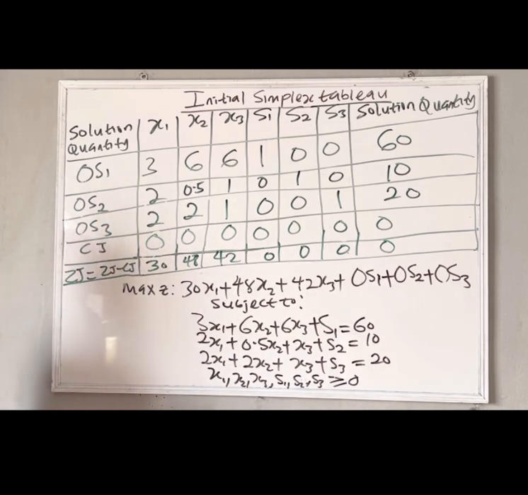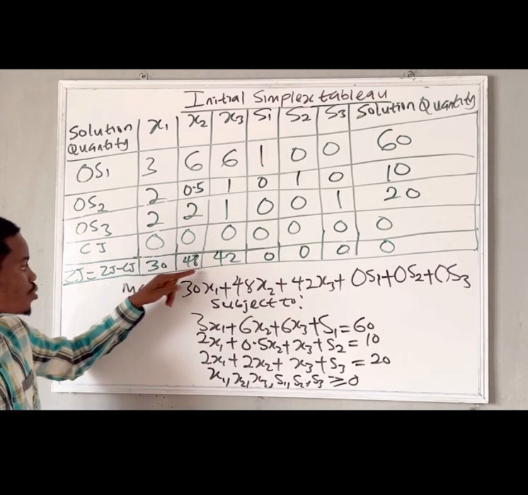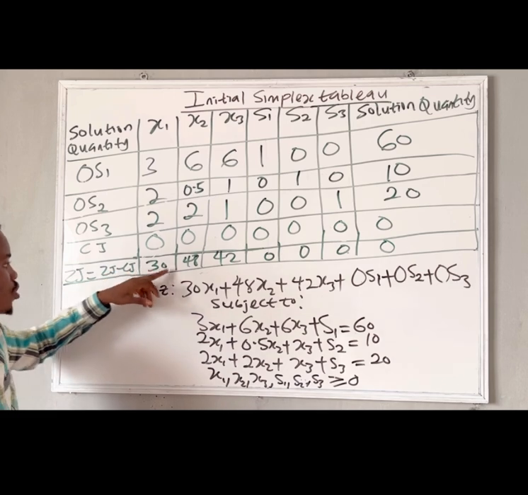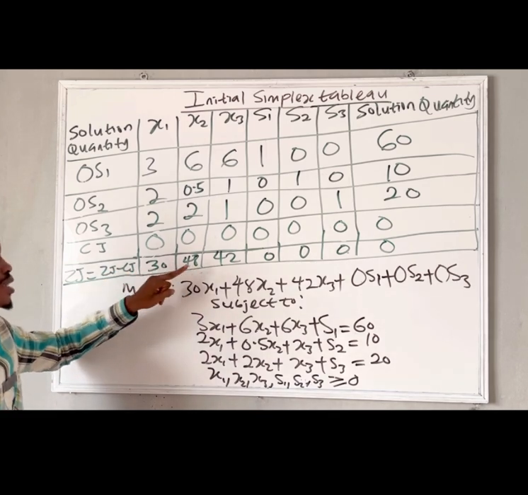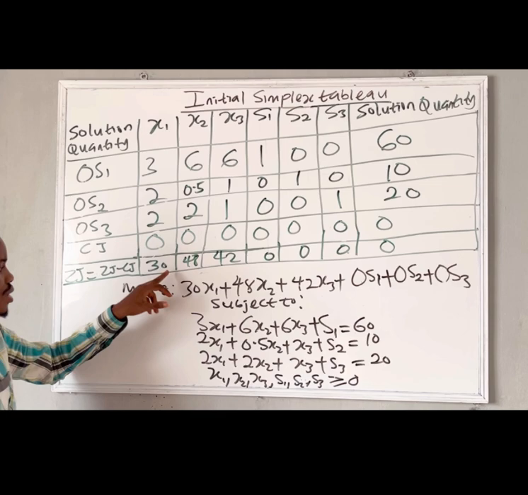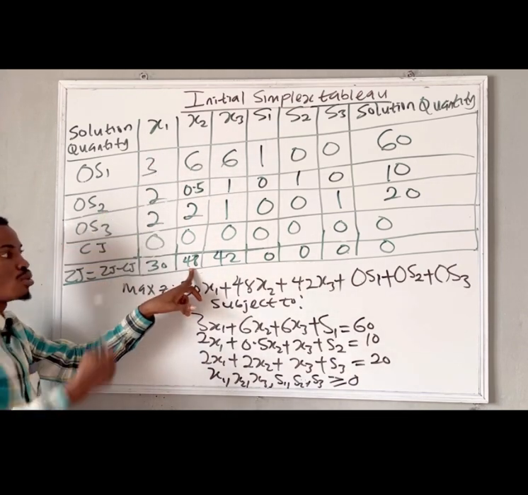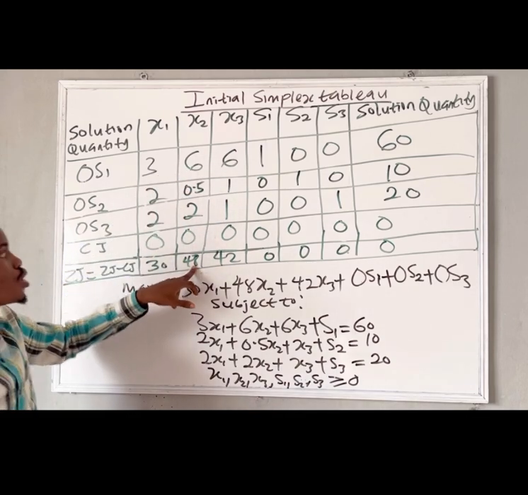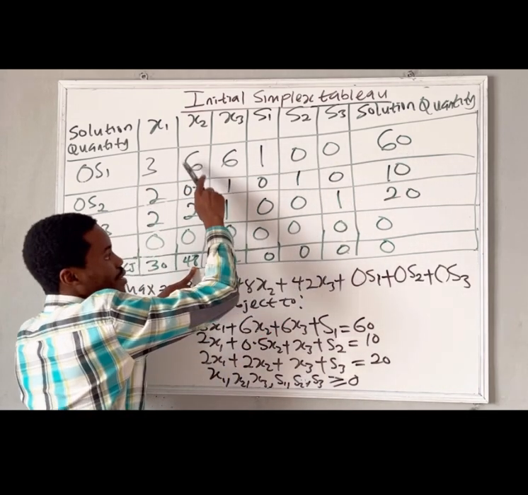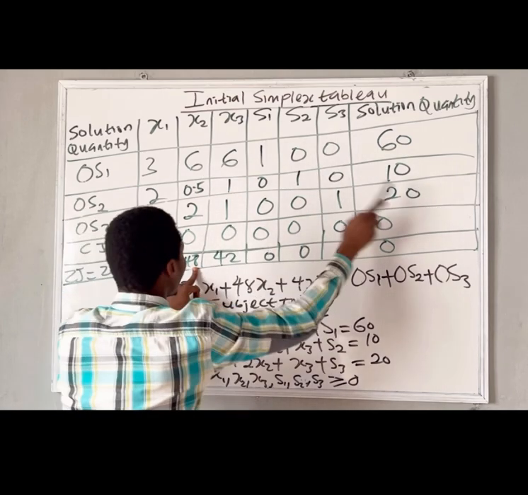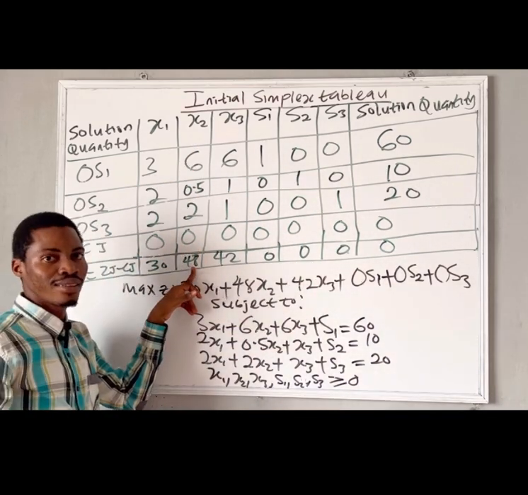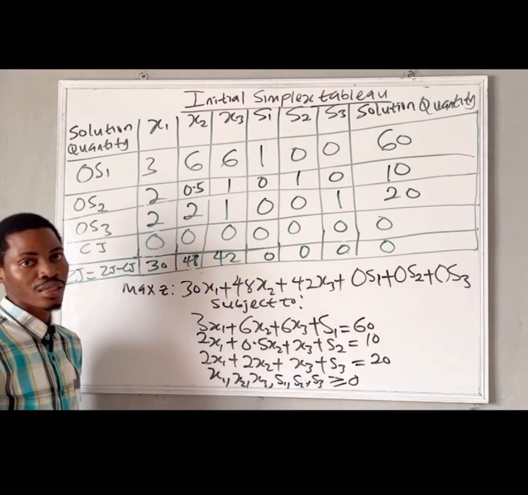But here we have to check for optimality by taking out the pivot. For us to take out the pivot, what are we going to do? We are going to check for optimality. That is, we have to consider the highest element in the objective function. What is the highest element in the objective function? 48. So here will be my pivot column. My pivot column elements are going to divide the solution quantities: 60 divided by 6, 10 divided by this, 20 divided by this. The element that gives me the least value will be my pivot element. So let's do it.